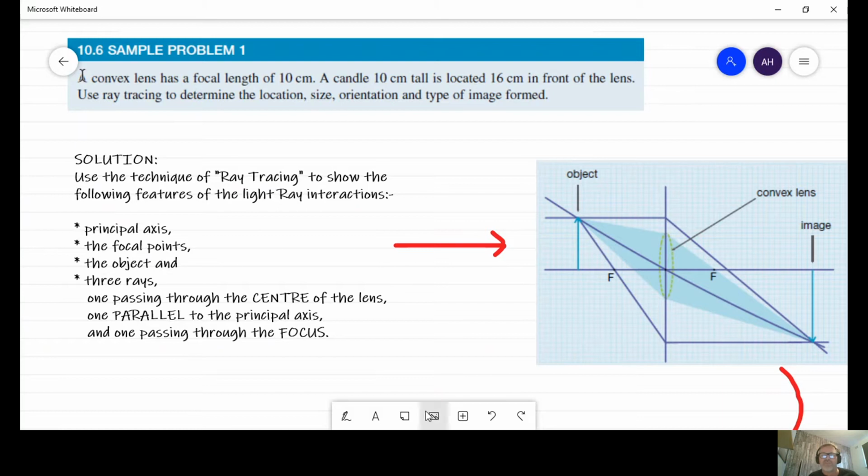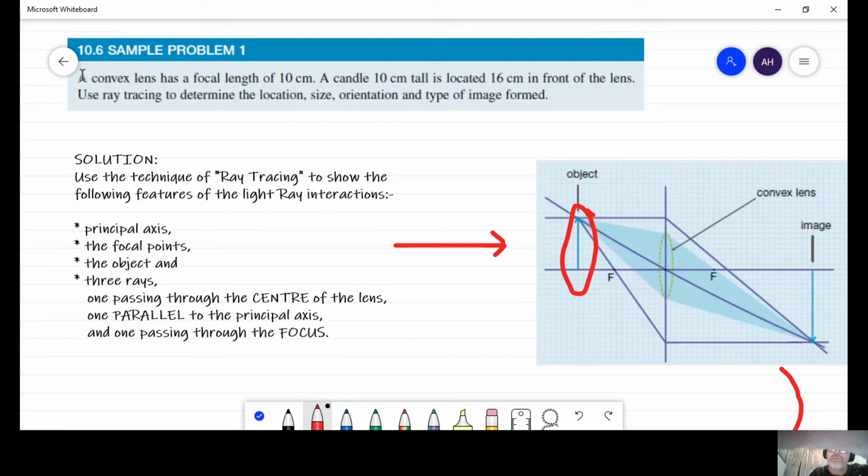So here's your little candle. You see it there? I can draw it on for you. It's that little blue arrow. That's a candle. There should probably be a flame at the top. That's the candle. The image is down here. Okay? The image is way down there.